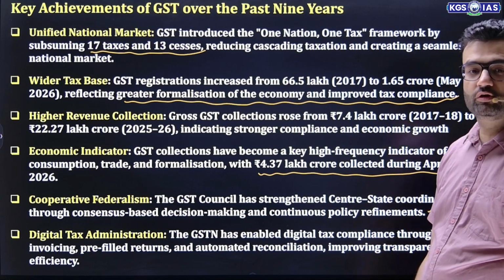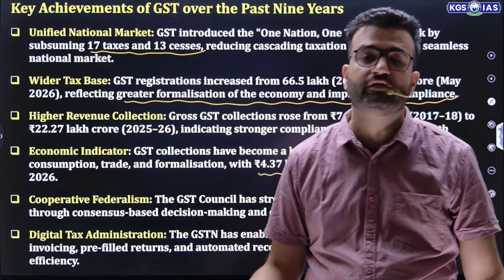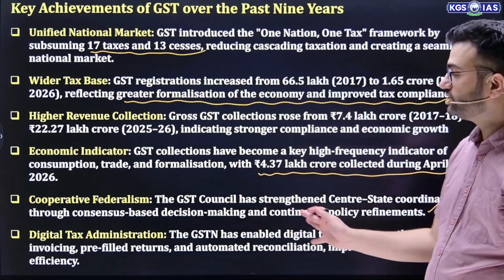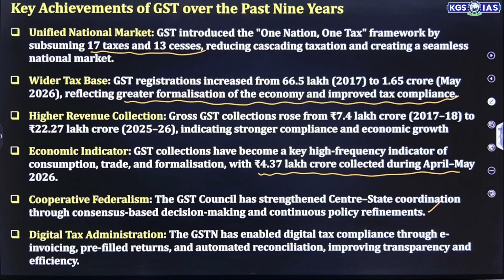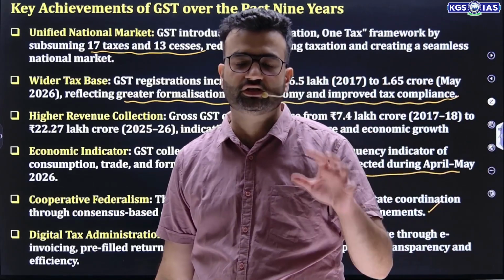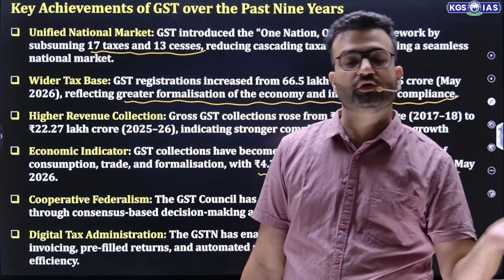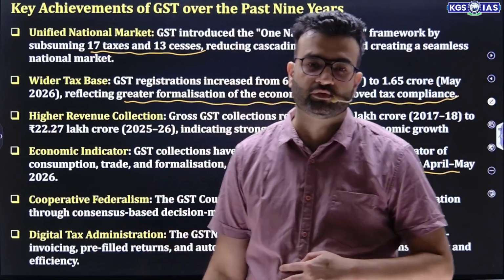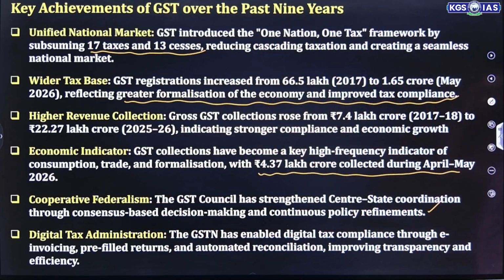With the introduction of more DPI, digital public infrastructure, and digital tax administration, the GSTN network has enabled digital tax compliance, because now we all understand that with the young generation coming with a more digital mindset, we also need to promote this digitalization. So digital tax administration is controlled through GSTN, the network, which enabled digital compliance and led to e-invoicing, pre-filled returns, and automated reconciliation, which led to improved efficiency and transparency also.